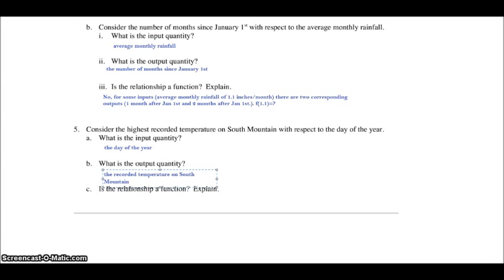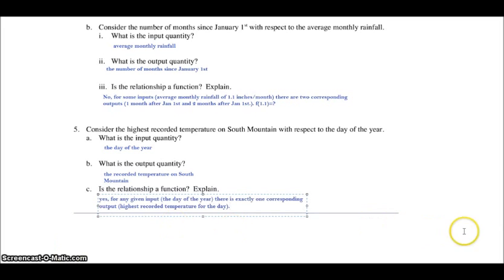Now, is this relationship a function? Explain. So we have to think, for each input quantity, is there exactly one corresponding output quantity? For any day of the year, was there exactly one highest recorded temperature? Well, as long as only one person's recording the temperature, then there's going to be only one highest temperature value for the day. So we could say that this is a function. So for any given input day of the year, there is exactly one corresponding output, highest recorded temperature for the day.